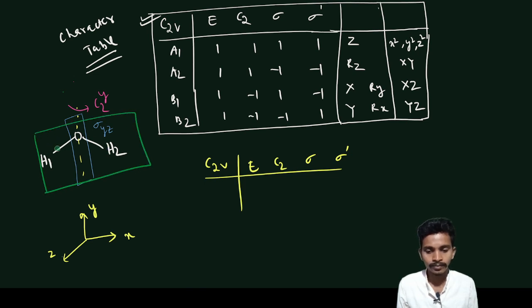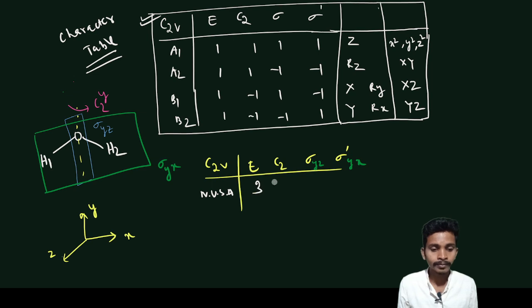Cutting all the atoms, that is sigma yx planes. So I can say this is yz, and this is yx planes. Now I will calculate the number of unshifted atoms. First, when you apply E, the no-change operation, all three atoms will not change their relative position.